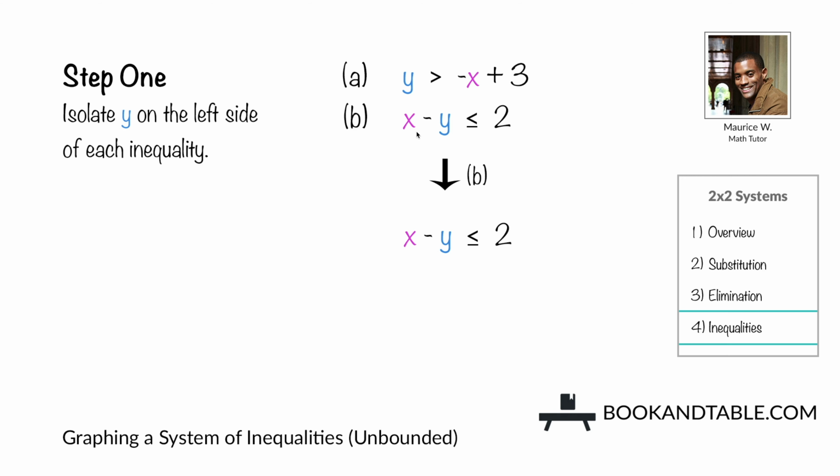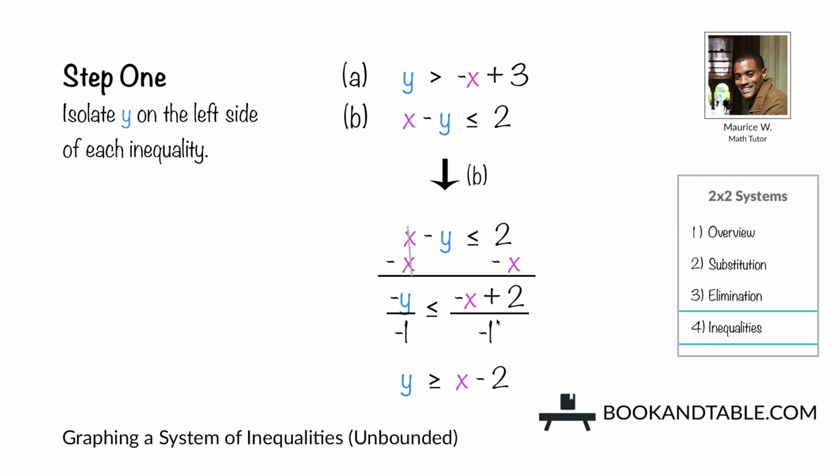We'll now repeat that process for inequality B. X minus y is less than or equal to 2. We'll start by subtracting x from both sides, leaving us with negative y is less than or equal to negative x plus 2. And now to negate the coefficient negative 1, you'll want to divide both sides by negative 1. When you divide or multiply both sides of an inequality by a negative number, you'll want to reverse the inequality. So we switch it from less than to greater than.